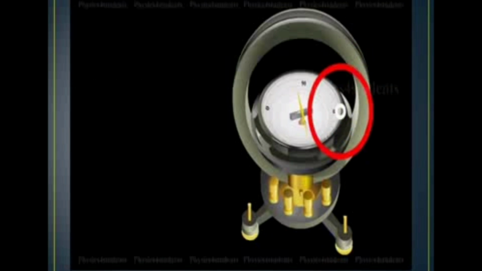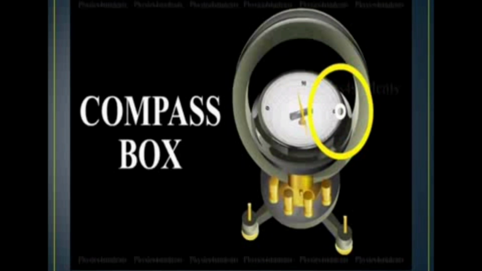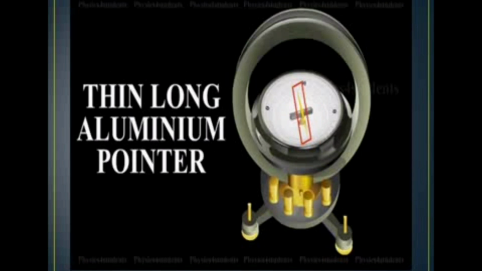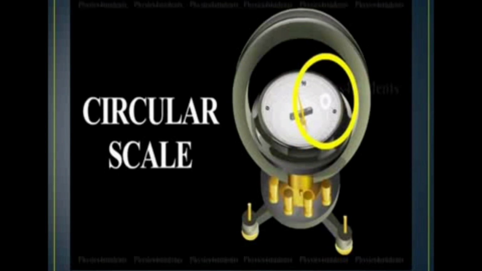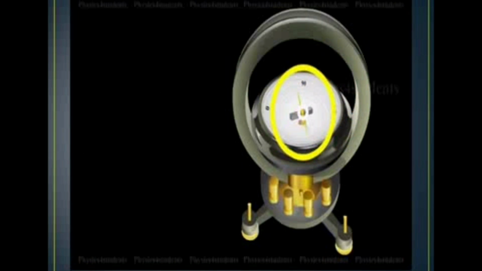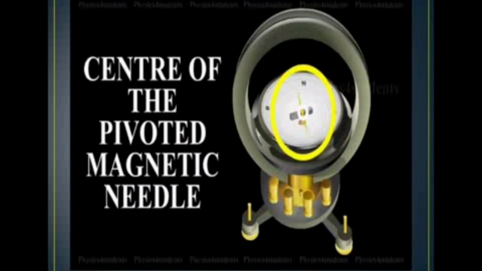And it has a vertical frame. That frame has an upright projection inside the galvanometer. Above the galvanometer, the compass box is placed. The compass box has a small pivoted magnet, and perpendicular to that magnet it has an aluminium pointer. The two are perpendicular to each other. Then circular scales are there. The reading values are from 0 to 90 degrees. It is separated into 4 quarter parts. So the total 360 degrees is divided into 4 quarter parts, each 0 to 90 degrees.